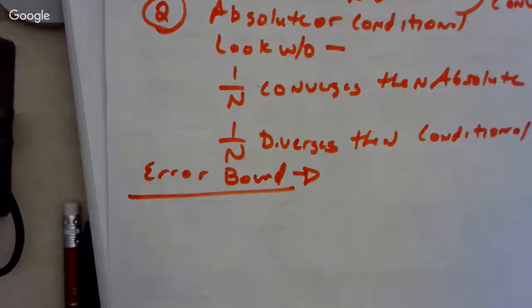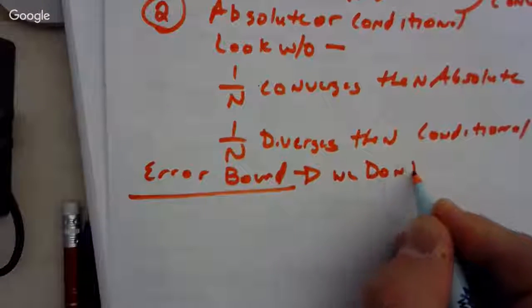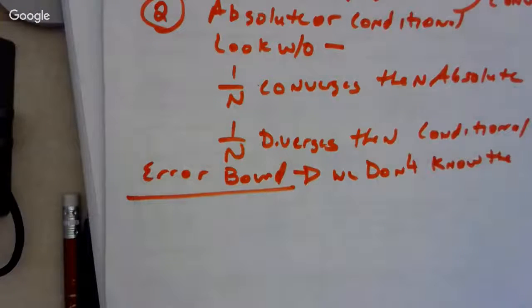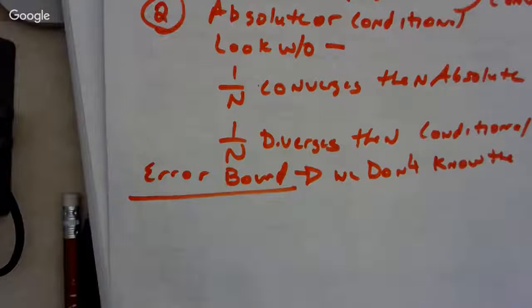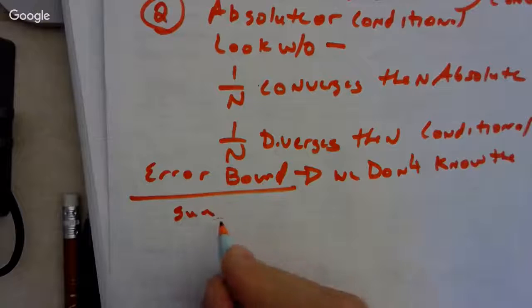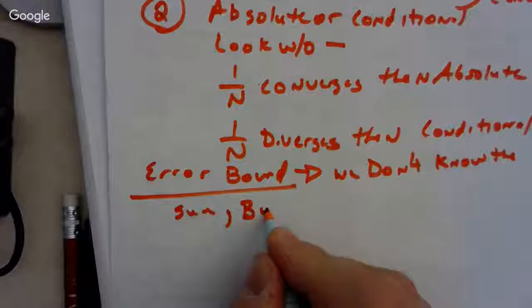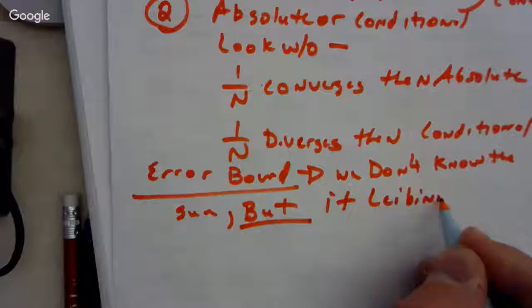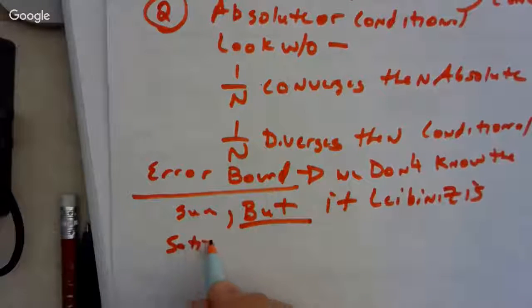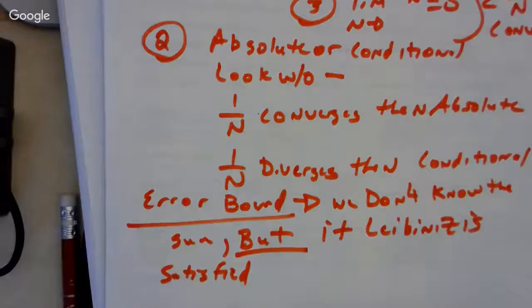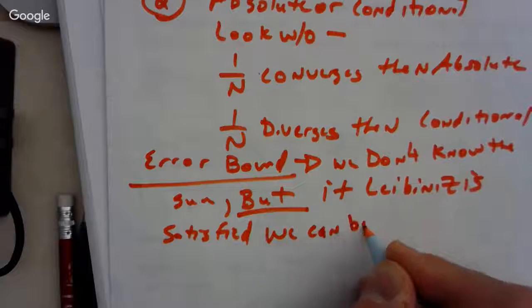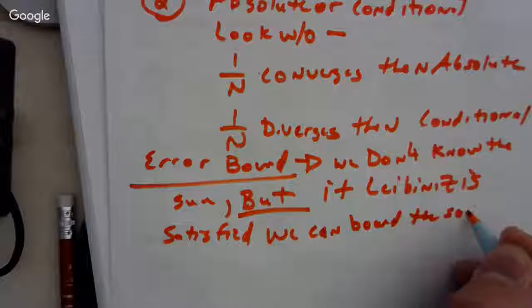Now, the frustrating part of this is we don't know the sum. We do only if it's what at this point? Geometric, right. We don't know the sum. We don't. But, and it's a big but, if Leibniz is satisfied, in other words, decreasing, positive, limit is going to 0, we can bound the sum. We can bound the sum.